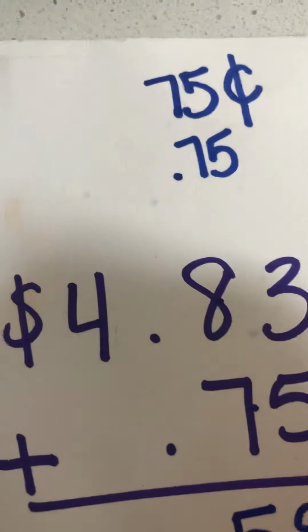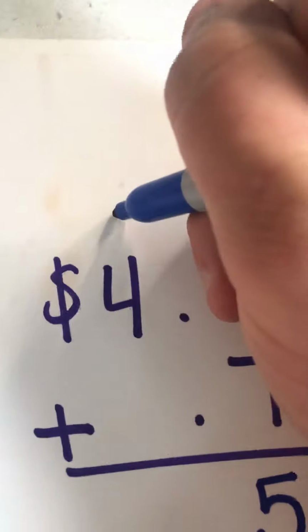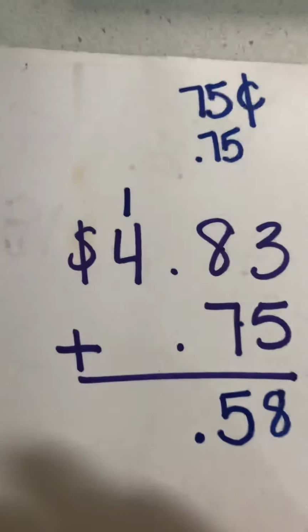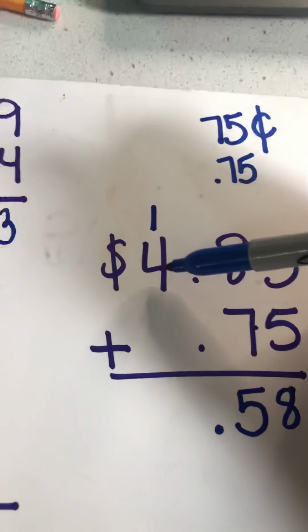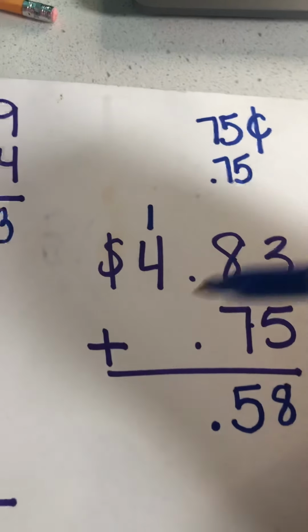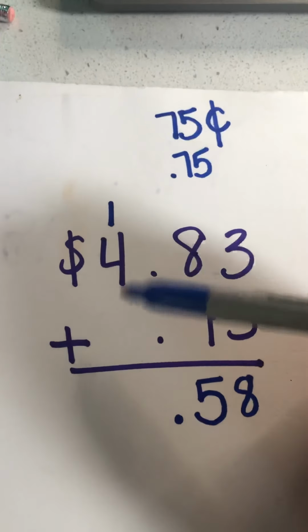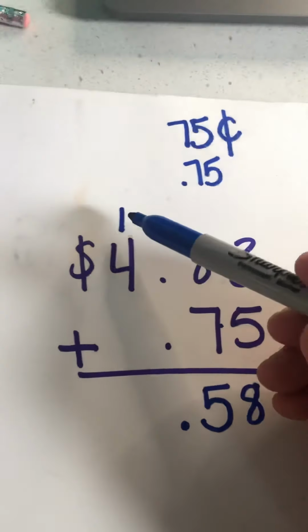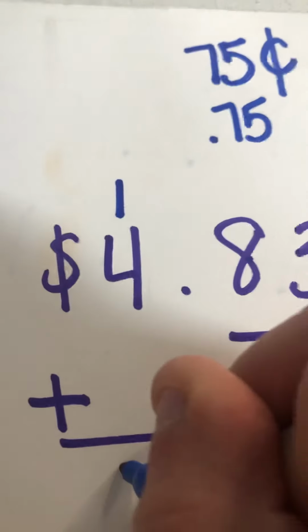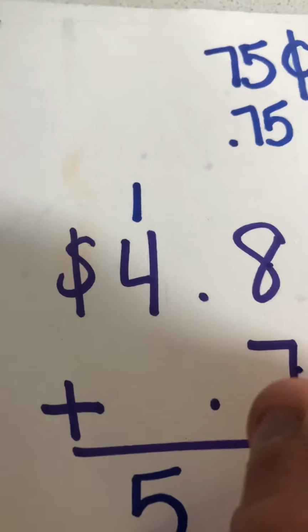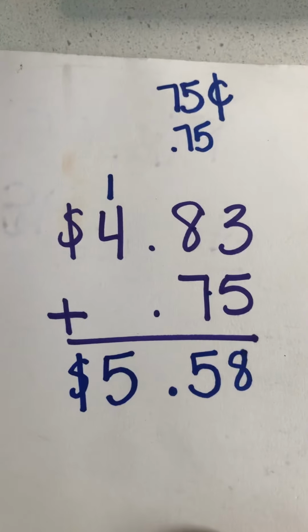I'm going to put my 5 down here. Put my decimal down, but guess what? I've got to regroup, so I got to put my 1 on top of my 4. So, now working with our dollars, we don't have a dollar amount on the bottom, so we're just going to bring our 4 down, but we still have 1 up here. So, 4 plus 1 is 5. So, our total would be $5.58.